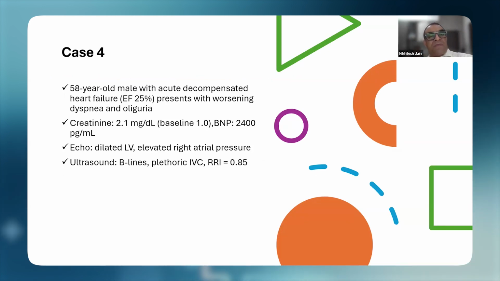So case 4 would be a 58-year-old male, acute decompensated heart failure, ejection fraction of 25%, HFrEF basically, presents with worsening dyspnea and oliguria. You get a creatinine of 2.1 mg/dL, baseline of 1. You get BNP values, which are 2,400 pg/mL. Echo-wise, you get a dilated left ventricle and elevated right atrial pressure. You do an ultrasound, you get more of B lines, you get a plethoric IVC, and you get a resistive index which is to the tune of around 0.85.